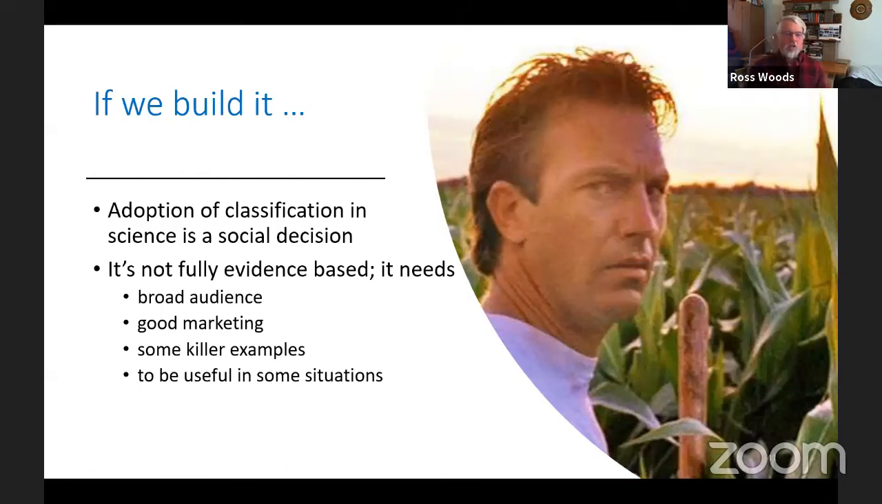Now, I recognize that adopting a classification system like this is really a social decision. It's not really a purely rational thing. It's not fully evidence-based whether we should use one classification system or another. But for it to be successful, and for hydrology as a group to take something like this on, it needs a broad audience. So lots of people need to be interested in this for it to be useful. It needs to be well marketed, and that's not really my personal skill. It needs some fantastic examples that make it really, really clear that we can identify places that you might have thought were different, but are actually the same. And it needs to be useful. We need to be able to actually do something with it.